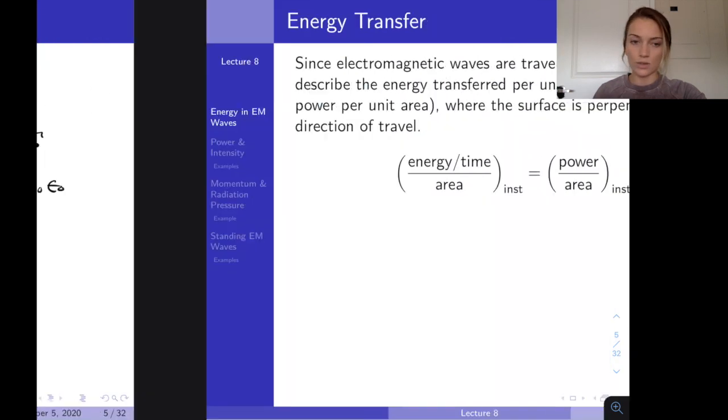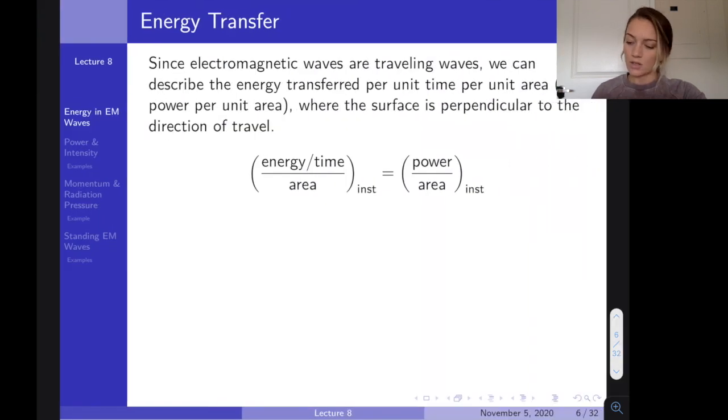Now let's get into how the energy is transported. We know that electromagnetic waves are traveling waves. That means that we can talk about the energy transferred per unit time, per unit area. This is just another way of saying the power per unit area.